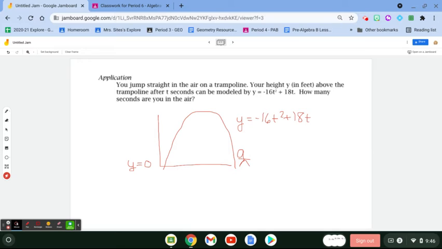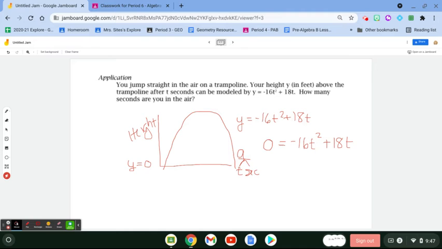So we're going to set this equal to 0 because this is ground level. Since y stands for our height, t is going to be our time. So we'll say t is kind of like our x-axis, and that'll be seconds. Negative 16t squared plus 18t. And this is our height, just so you guys know. So what we're going to do is factor this.